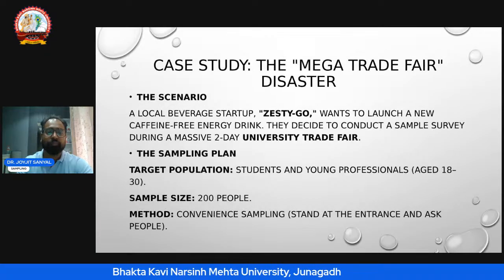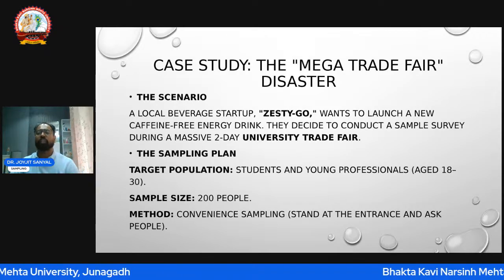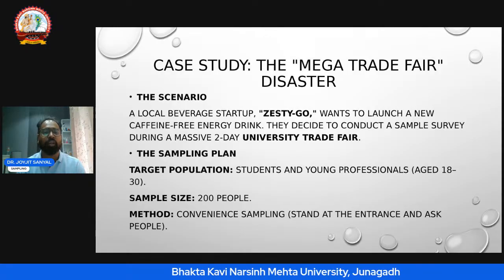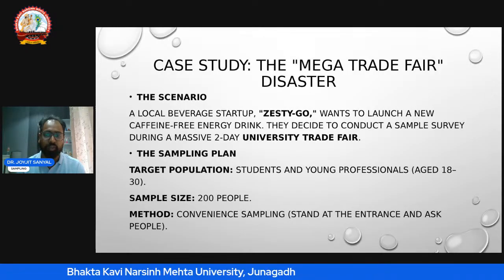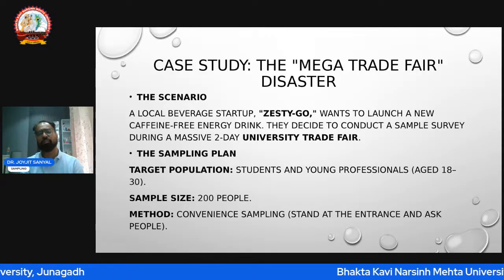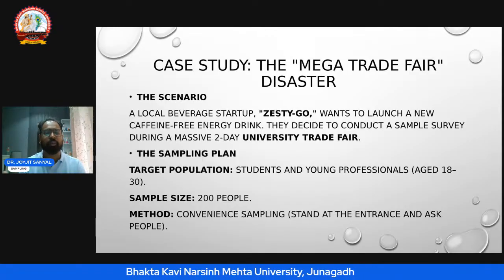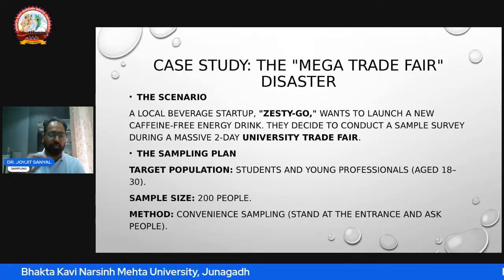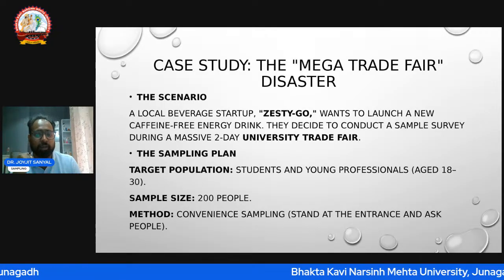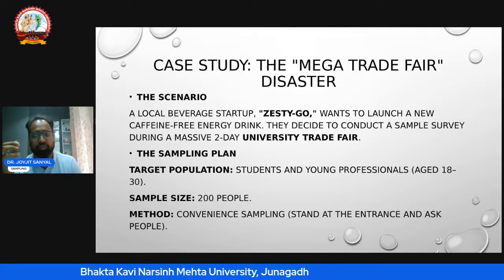Okay, case study. Let me give you this understanding from this case study: the mega trade fair disaster scenario. What is the scenario? A local beverage startup, Justy Go, wants to launch a new caffeine-free energy drink. There are a lot of energy drinks in the market. Name it: Sting, Red Bull, so many. So a new company has come up, but before they launch it in the market, they are trying to get proper feedback. So they decided on a sample survey during a 2-day university trade fair.